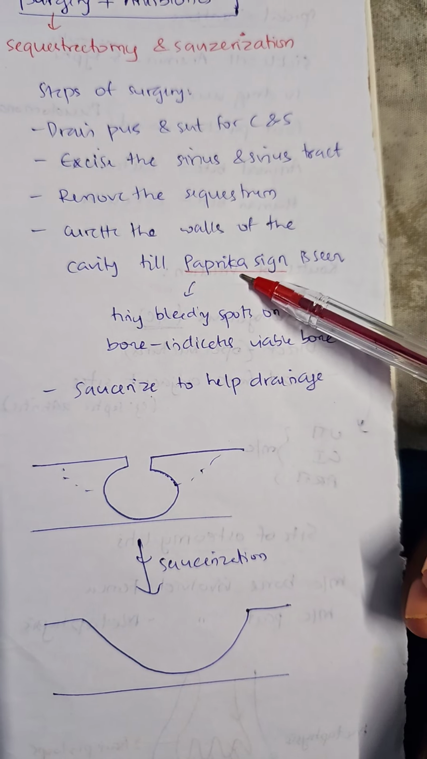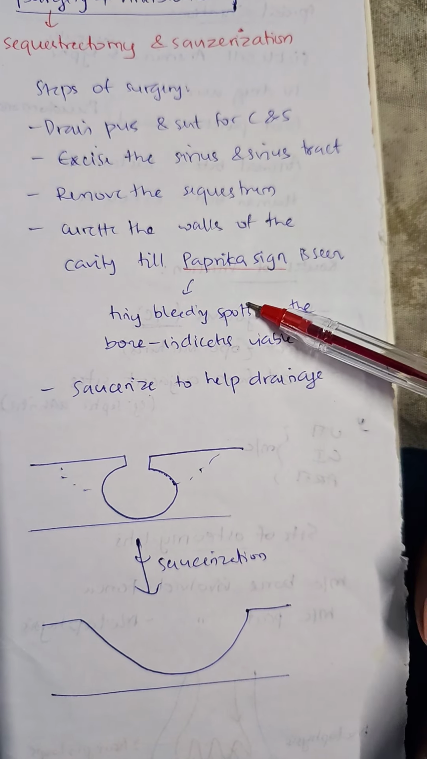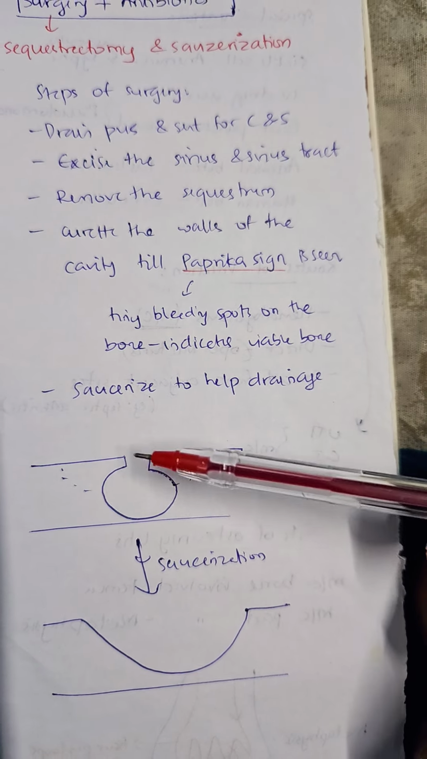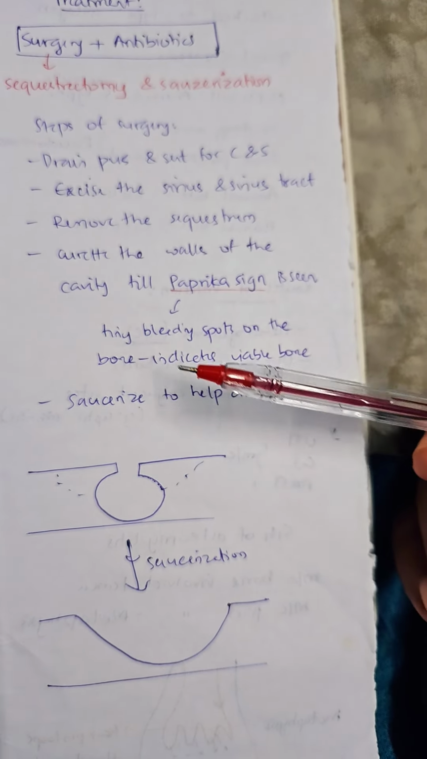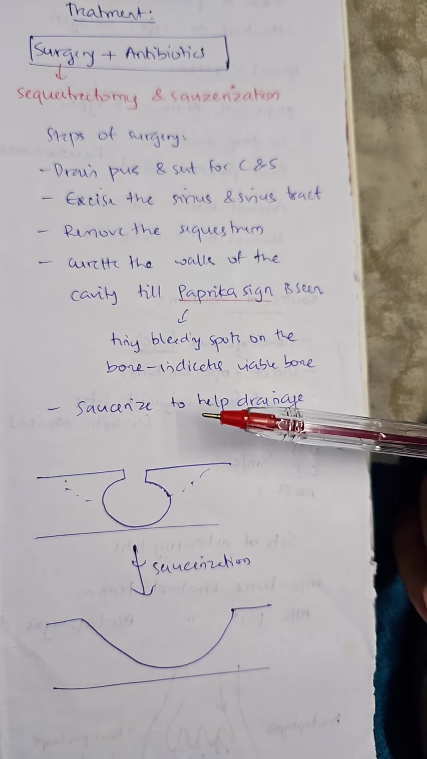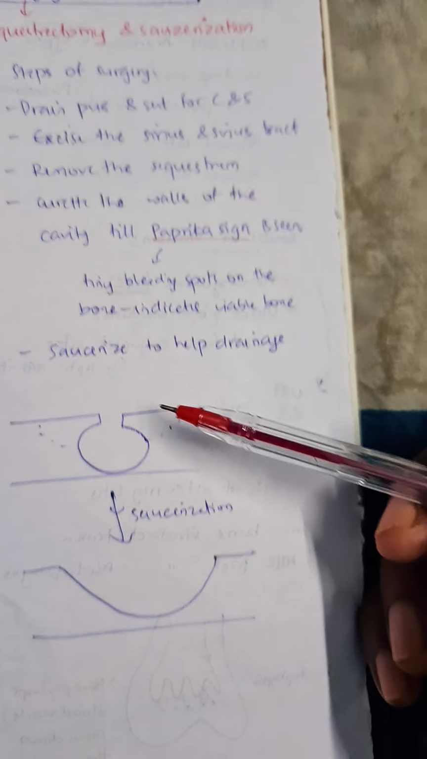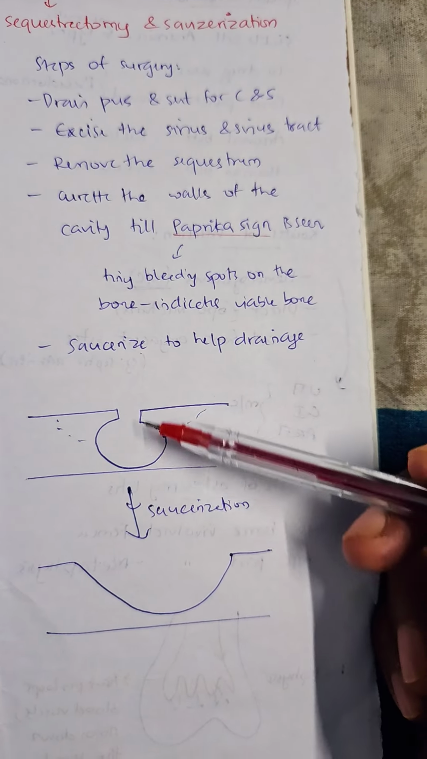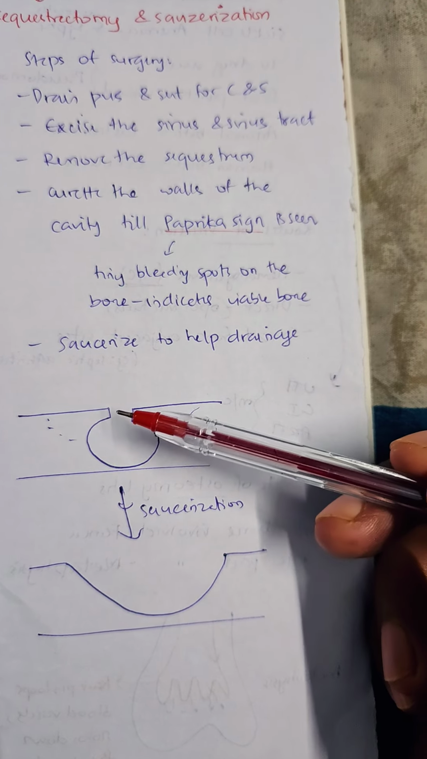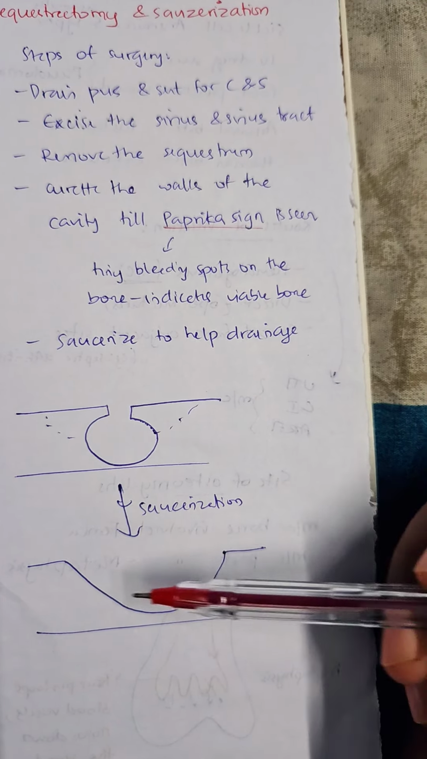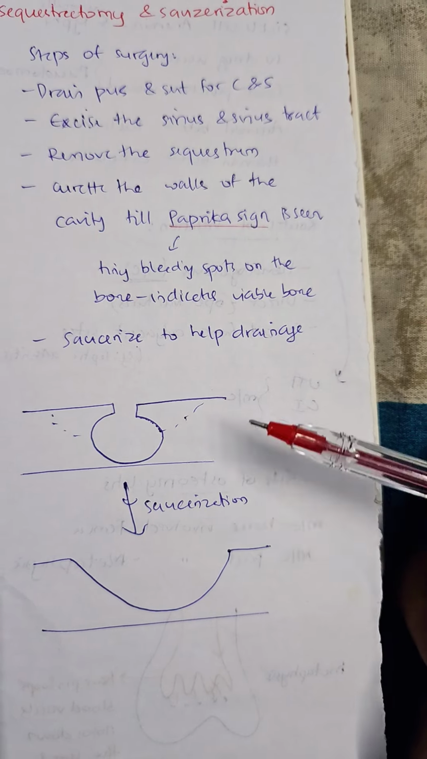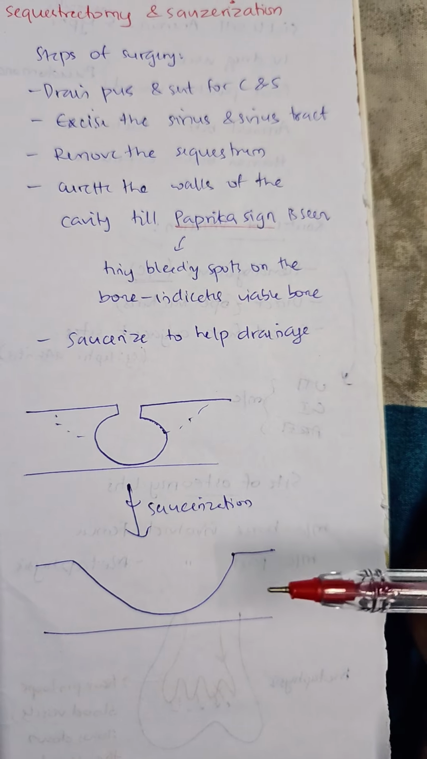So what is the paprika sign? It is tiny bleeding spots which are seen on the bone, and that indicates the viability of the bone. So if that sign is seen, it means that the bone is viable underneath, and you have to stop curettage. And then you have to saucerize this cavity to help drainage. So the shape is converted to a wide open mouth so that the drainage of the pus is possible.